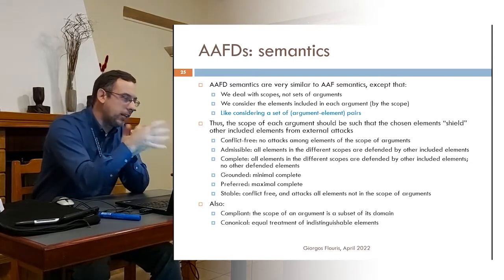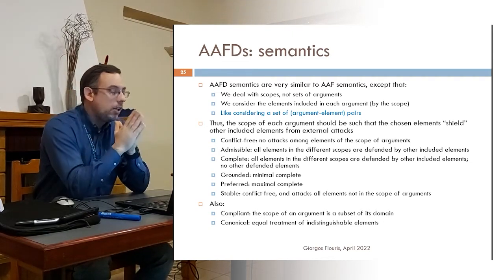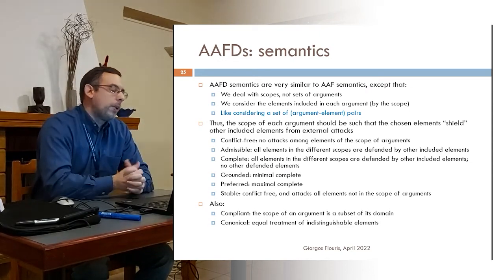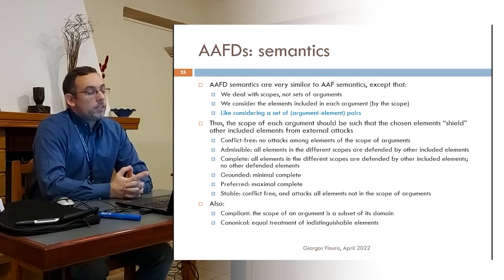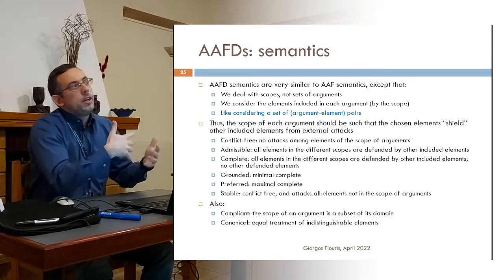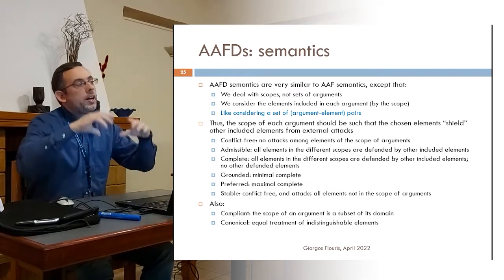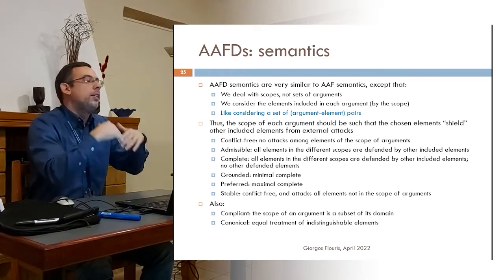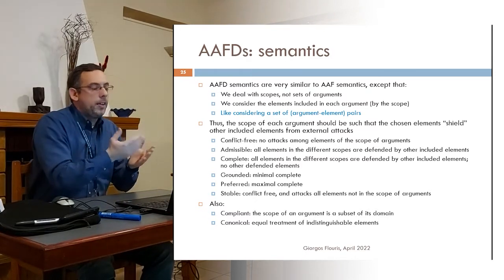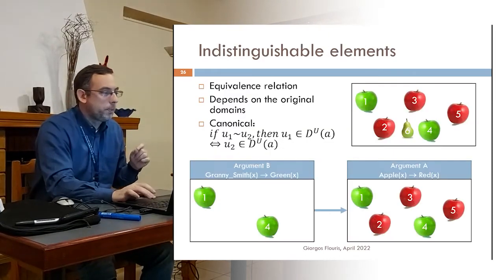The only exception is the last 2 ones, compliant and canonical, which don't appear in standard AAF. They don't make sense there. They make sense here. Compliant extensions or compliant scopes, if you like, require that the scope of an argument is a subset of its domain, meaning that during the process of reasoning and manipulating your argumentation framework to decide what should be accepted and what should not, you should not somehow enhance your domain. Your argument talks about certain things. You cannot add new things to its domain during your reasoning. That's reasonable, I guess. And the second is the canonical extensions, which I will explain in the next slide because they're a bit more complex.